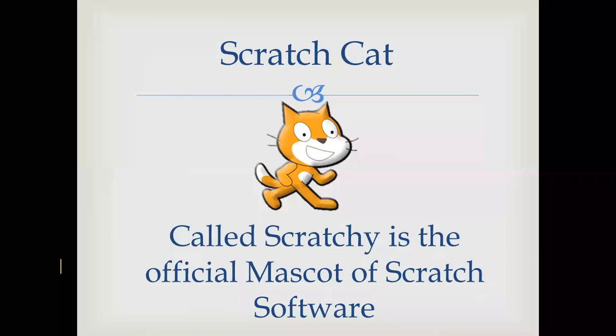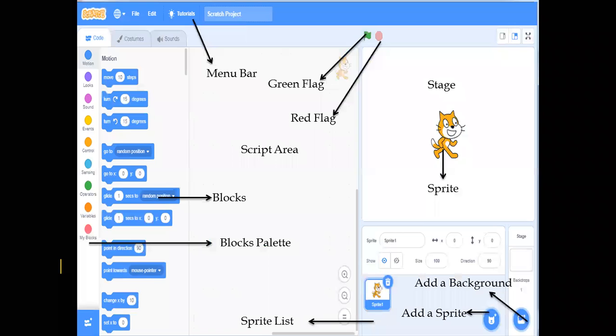So what is this Scratch Cat? This is also known as Scratchy, which is the official mascot, or the official sprite of Scratch software. It means by default you will be able to see only Scratchy on your window if you are not going to change it. Okay, so this is how your Scratch window will appear.